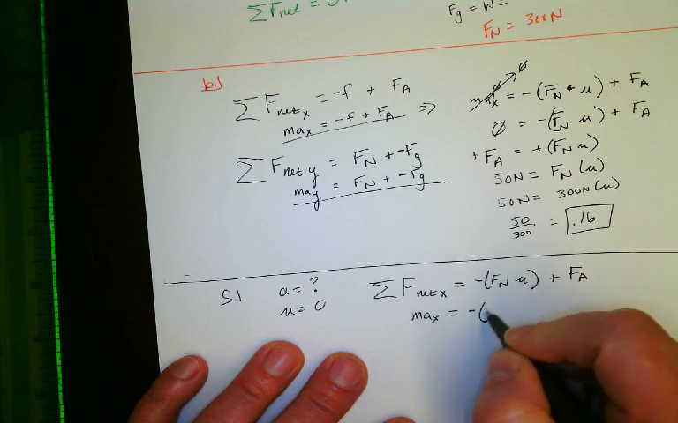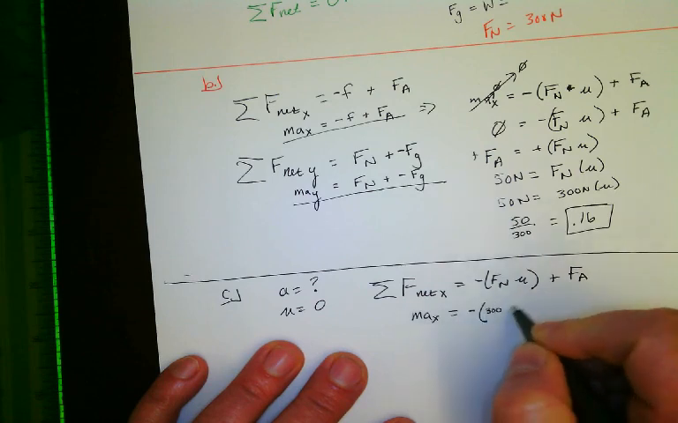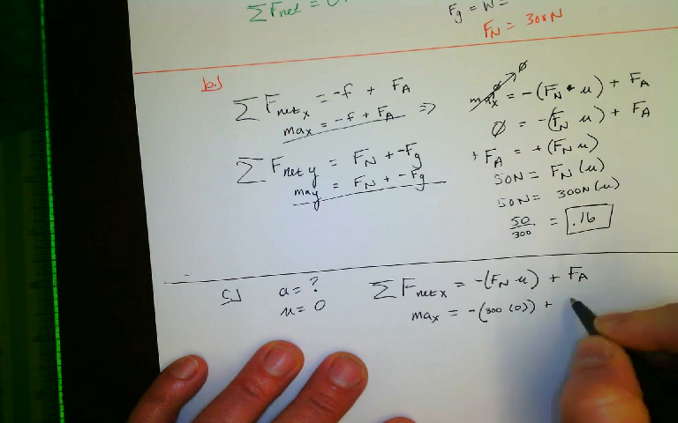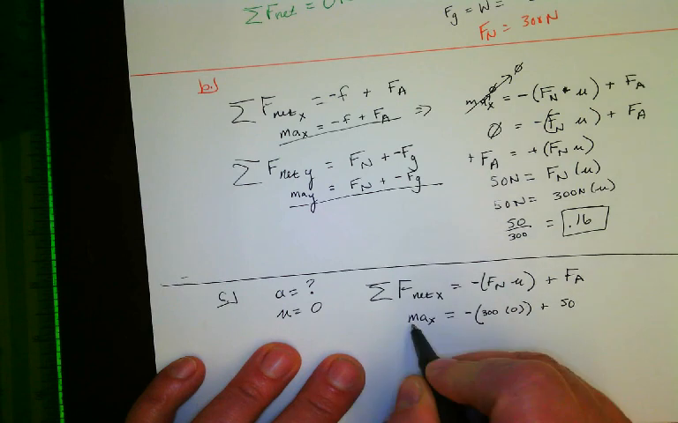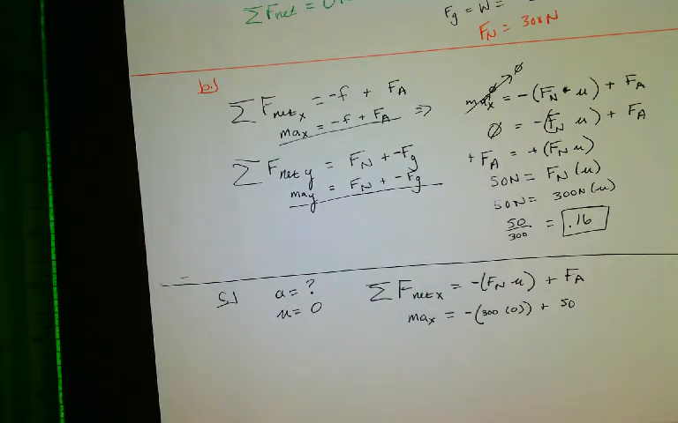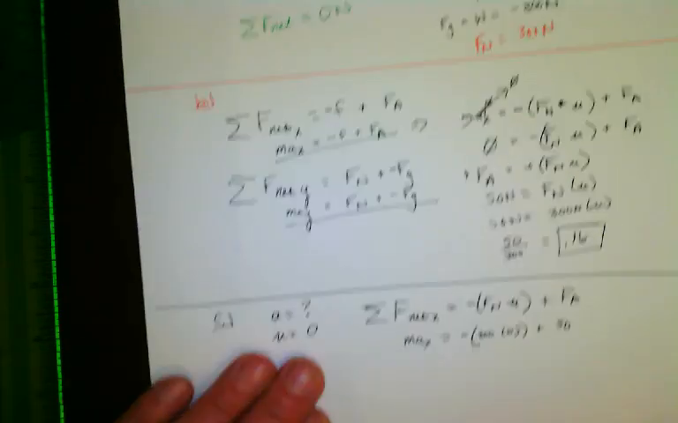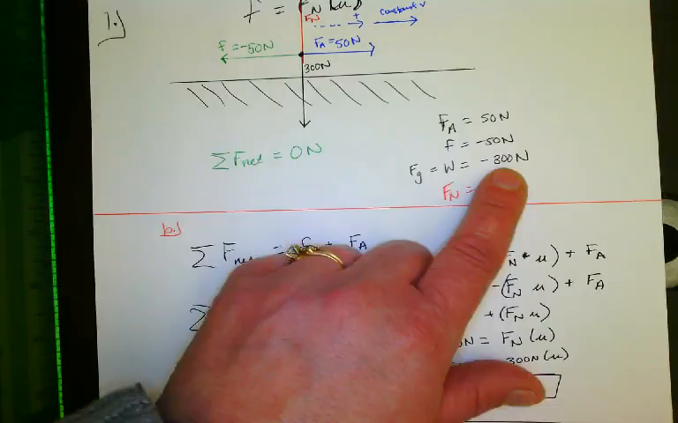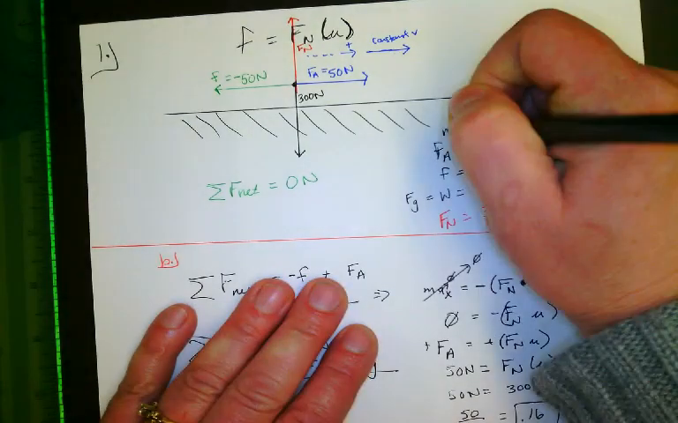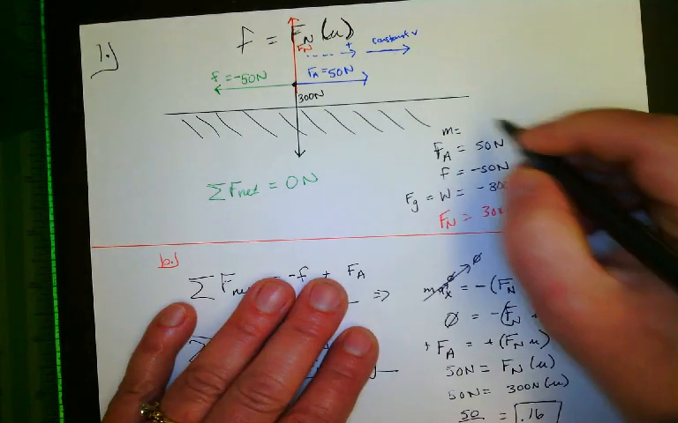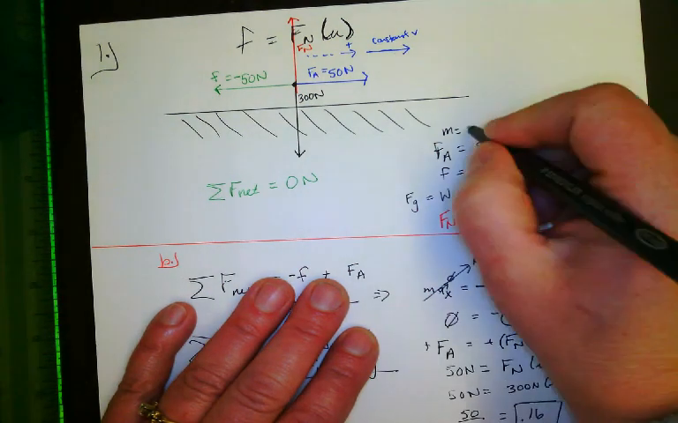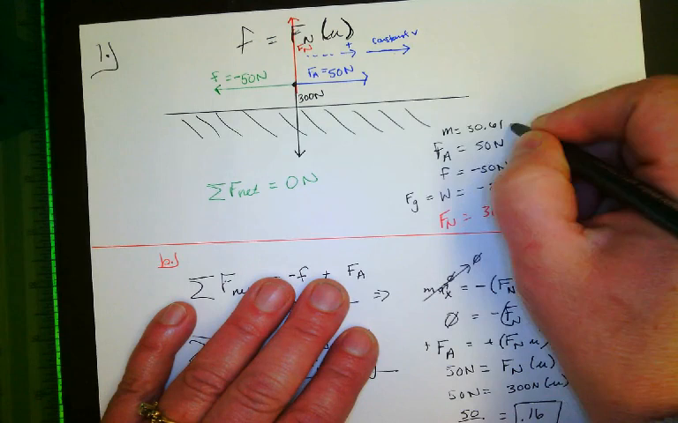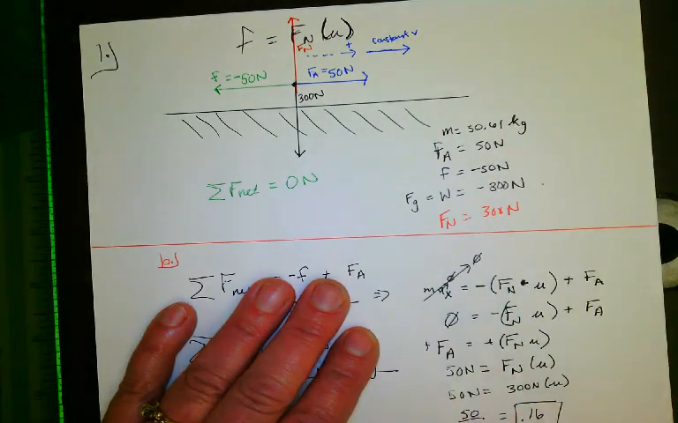I have 300 times 0. What would my force applied be? Mass. How do I go ahead and find my mass? What am I going to do with my force of weight here? I'm going to take 300 divided by 9.8. What do you get? You get 30.61 kilograms.